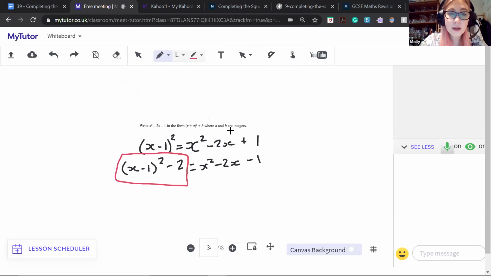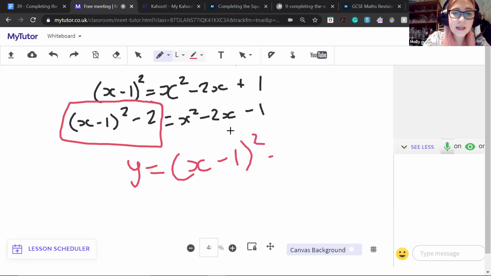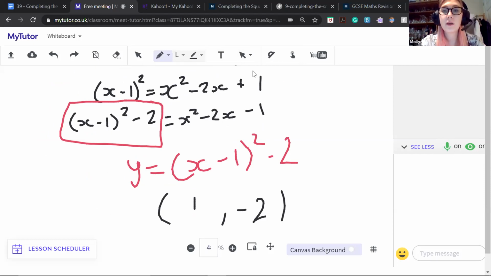So then the turning point, well, let's think about it. If we have y equals that, the smallest that y can go is when x minus 1 is 0. So the smallest that y can go is minus 2, and that occurs when x is 1. So that's how you answer that question there.